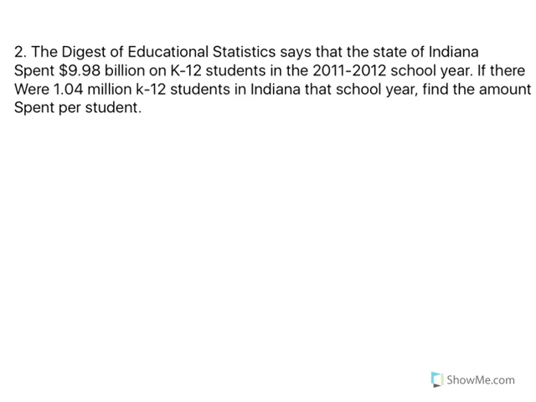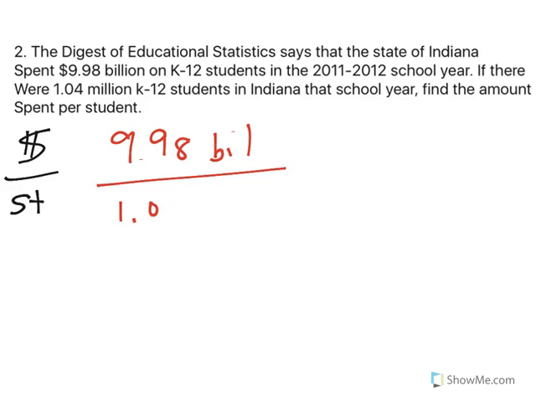Okay. Number 2, the Digest of Educational Statistics says the state of Indiana spent $9.98 billion on K-12 students in the 2011-12 school year. If there were 1.04 million K-12 students in Indiana that year, how much did they spend per student? So now we're talking money per student, because students are people. So this is a per capita problem. Okay, so how much money did we spend? 9.98 billion over the 1.04 million. Well, billion and million are not the same, so we need to continue further.